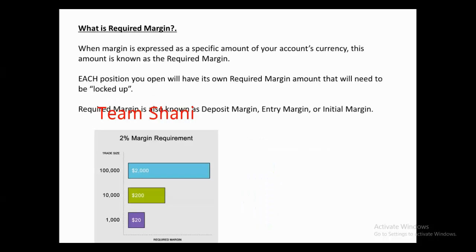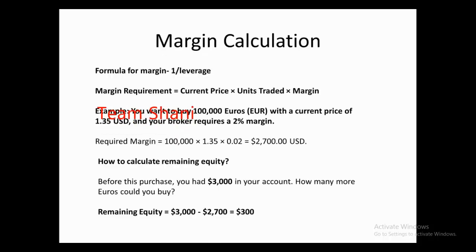Required margin is what I explained last time: a set margin which is prescribed by the broker. For example, as you can see from the graph, it's a 2% margin requirement on currency. That means if you want to open a trade of $100,000, then you have to pay $2,000 as required margin. If you are taking a mini lot of $10,000, then you have to put $200 as required margin, and for a 1,000 contract size, you have to put $20. So this becomes the required margin.